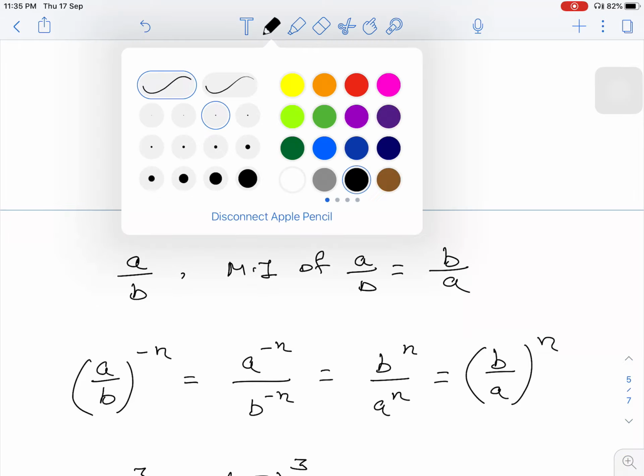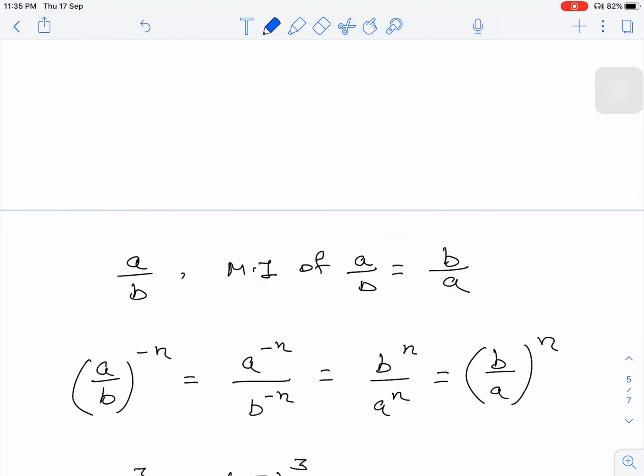We have seen that if we have a rational number with a negative power, and we want to write it with a positive power, then we write it directly in this way. We change the position of the number, that is, the numerator goes to the denominator and the denominator comes to the numerator, and the sign of the power changes.